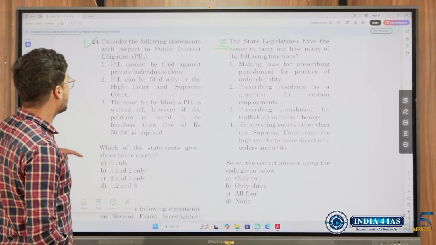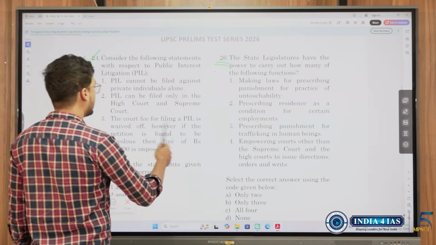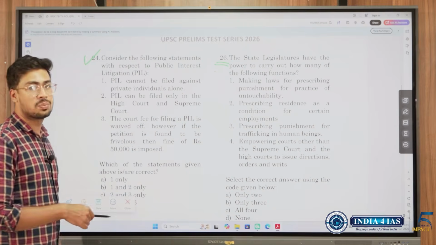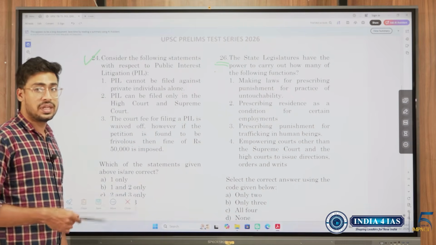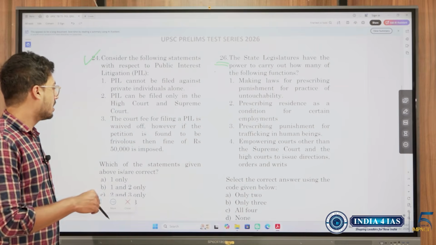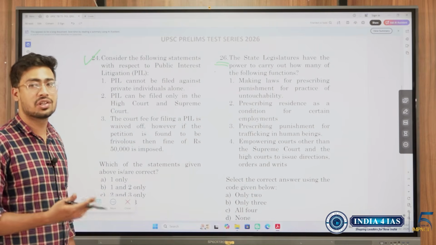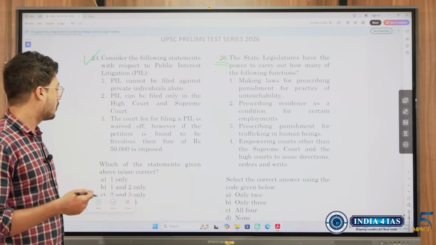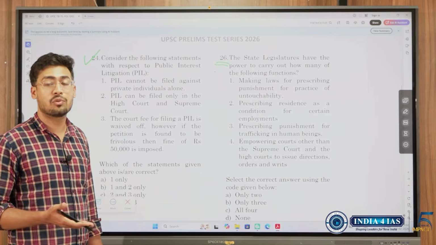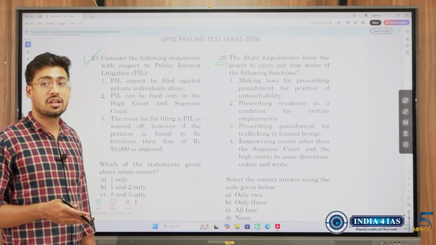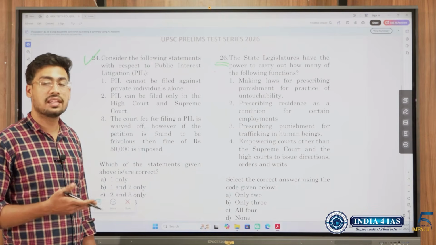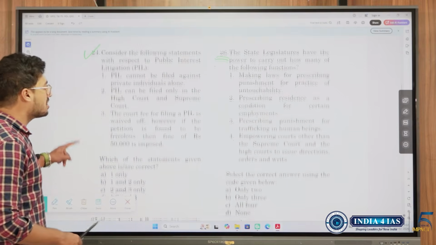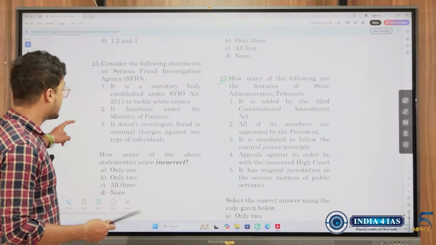See, question on PIL, simple. See here, court fee for filing a PIL is waived off. However, if the petition is found to be frivolous, then fine is 50,000. Now, look at this. Filing of PIL itself will take 50 rupees, and if it is found to be frivolous, then it is telling 50,000, which is a very large number, which is wrong. Actually, there is no fine for filing frivolous PILs. That is one of the issues, and because of it, each and everyone who wants to file PIL is filing, and the court is bombarded with so many PILs. Actually, this is one of the changes that needs to be brought.